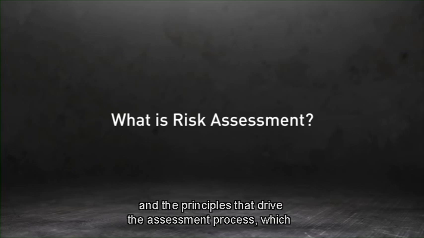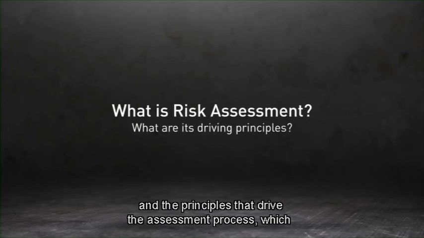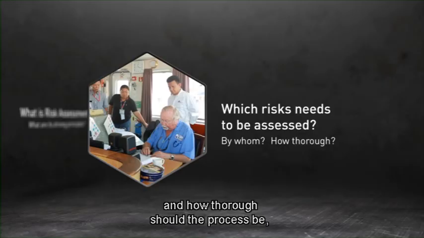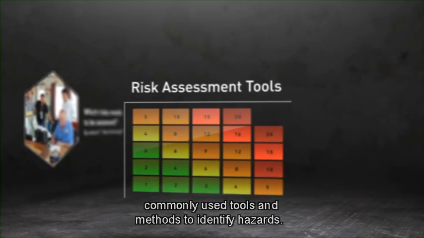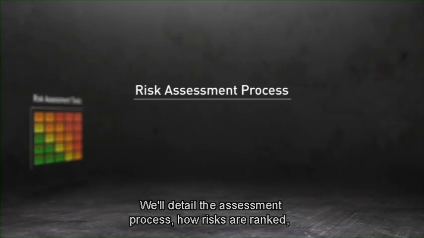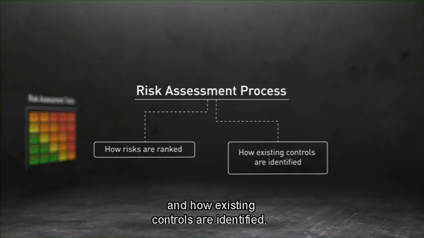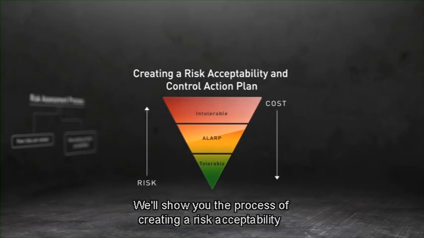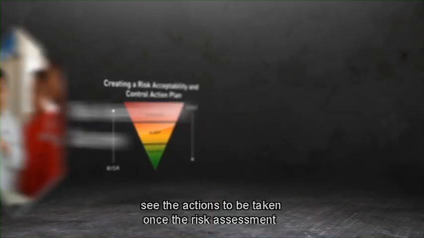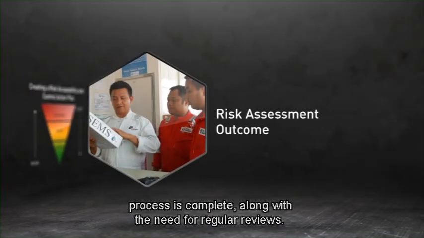In this program, we will learn what risk assessment is and the principles that drive the assessment process. Which risks need to be assessed, by whom, and how thorough should the process be. Commonly used tools and methods to identify hazards. We'll detail the assessment process, how risks are ranked, and how existing controls are identified. We'll show you the process of creating a risk acceptability and control action plan, and we'll see the actions to be taken once the risk assessment process is complete, along with the need for regular reviews.